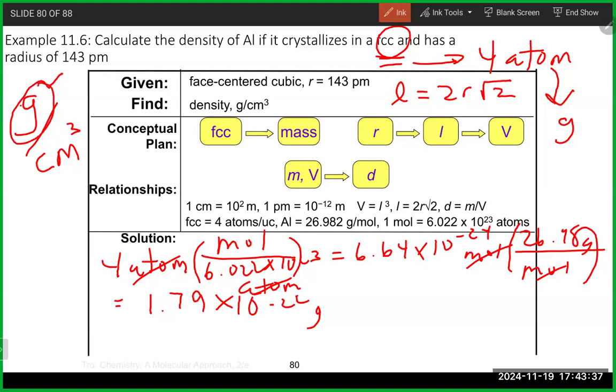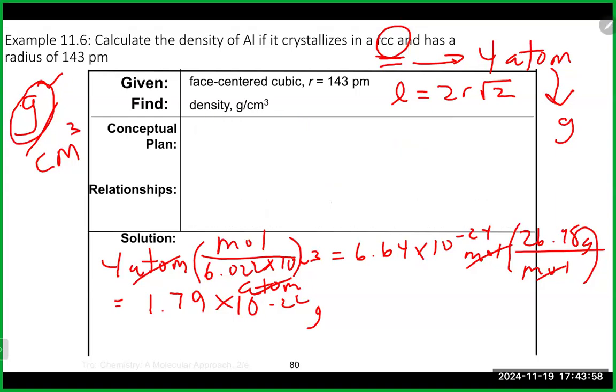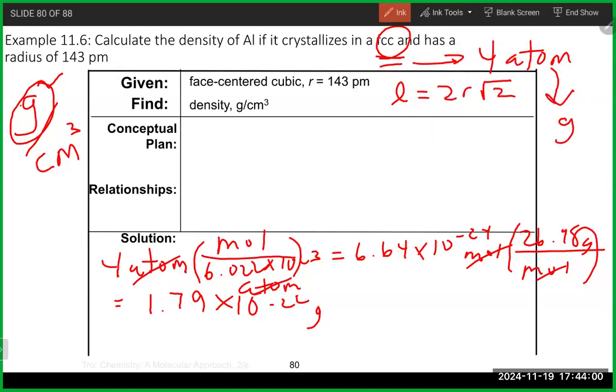So now we have the grams part. The next thing we want to figure out is the volume part. And remember, cubic centimeters is a volume. We know that volume is going to be length cubed. So that is what we're going to use the radius for. I lost my pen, so I'll try to write with my hand here. We're going to take our length, which in this case is 2 times our radius times the square root of 2. Now, we ultimately want our volume to be in centimeters cubed.